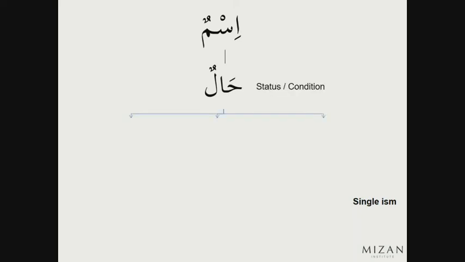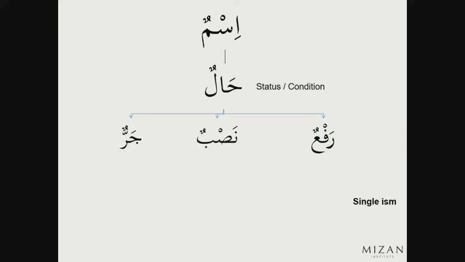I'm just going to give you the names of the hals. Don't worry about notes. You just watch the screen. Even taking notes is fine, but the first hal is raf'un. Let's say it together. Raf'un. The next hal is nasbun. One more time. And the third hal is jarrun. Again? So an ism has a hal.